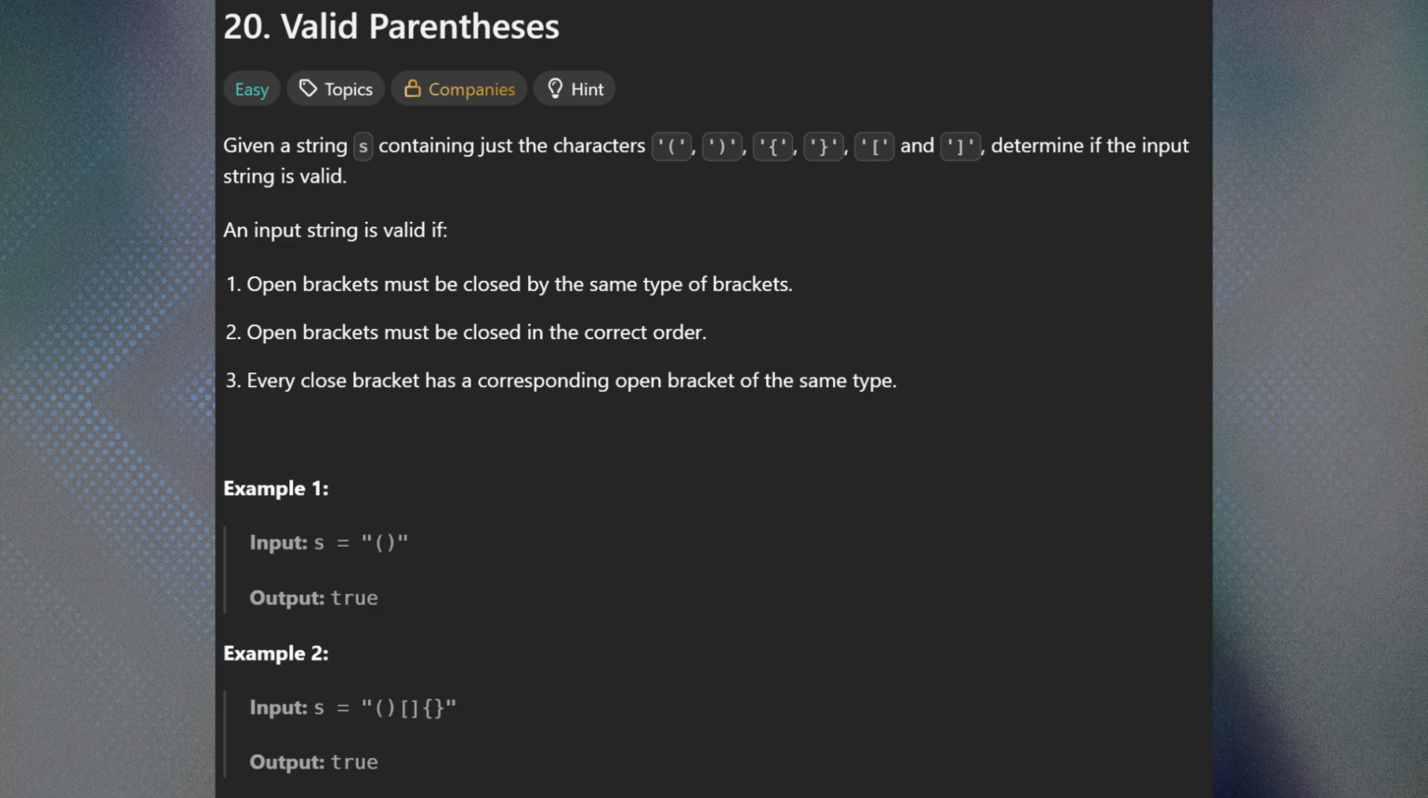You are given a string that contains only 6 types of characters: open and close round brackets, open and close curly braces, and open and close square brackets. Your task is to determine whether this string is valid or not. Now, what does valid mean here? A string is considered valid if 3 important conditions are satisfied. First, every opening bracket must be closed by the same type of bracket. That means if you open with a round bracket, you must close with a round bracket. The same applies to curly braces and square brackets.